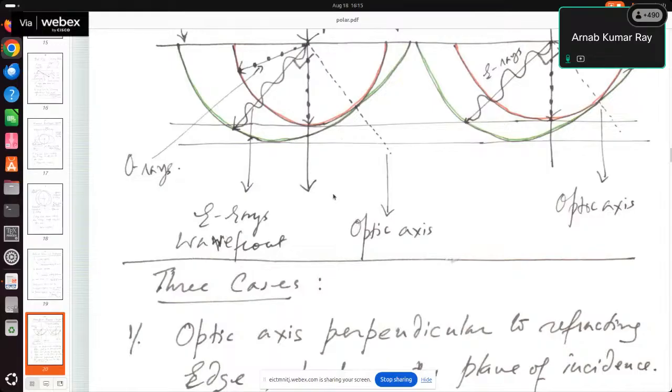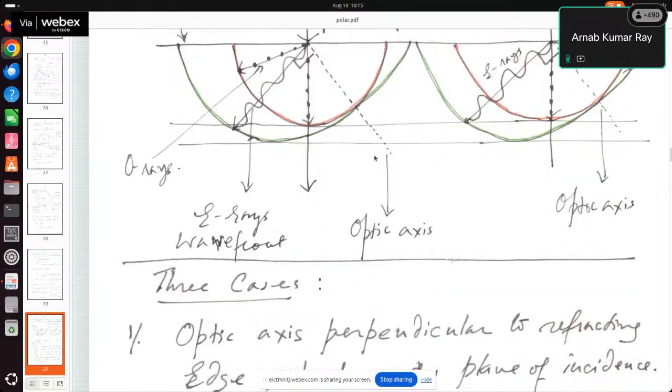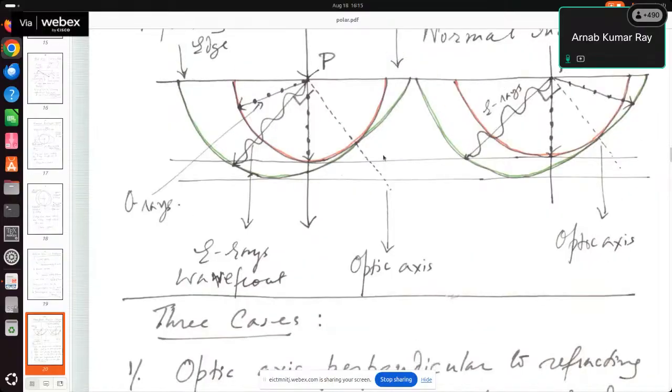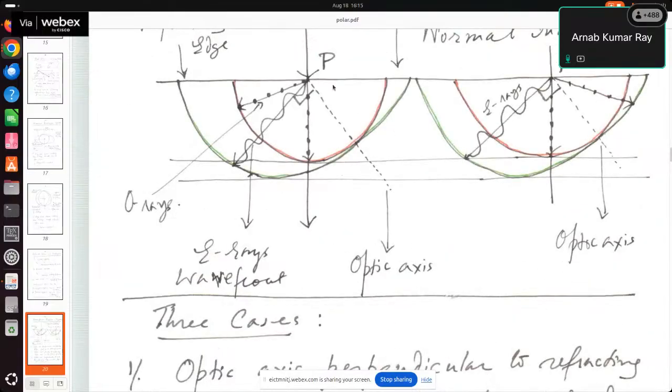So what we shall discuss are three cases. First, the optic axis, this dotted line, is perpendicular to the refracting edge, meaning you bring it down and coincide it with this vertical line. It is perpendicular to the refracting edge, but on the plane of incidence, meaning you rotate this dotted line and coincide it with this vertical dotted line.